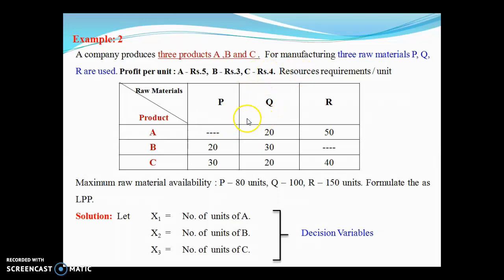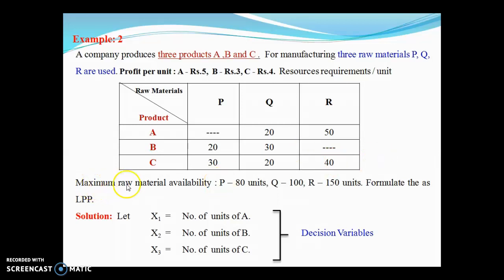And these are the resource requirements per unit. These are the raw materials P, Q, R, and A, B, C are the products. For product A, there is no raw material P, Q is 20 units and R is 50 units. For B, P is 20 units, Q is 30, and there is no raw material R. Same for C: 30, 20 and 40. These are the resource requirements per unit.